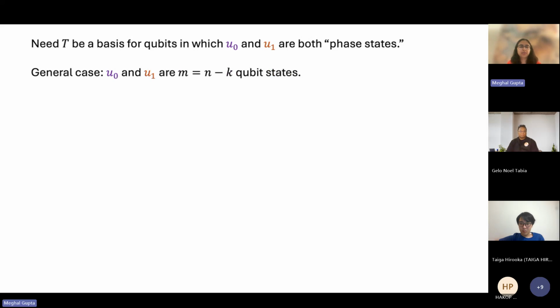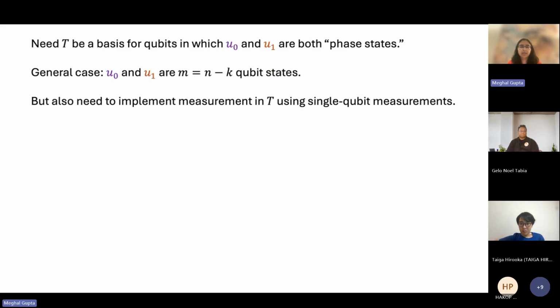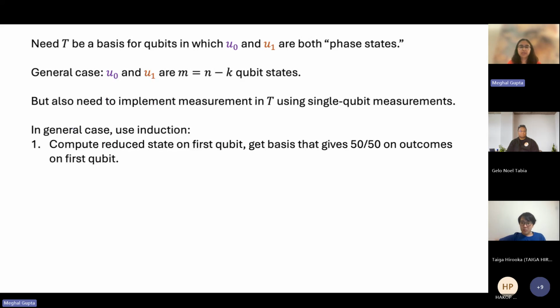In the general case where U0 and U1 are m-qubit states, you can just apply the same algorithm inductively. You compute the reduced state on the first qubit, and then by using the Bloch sphere algorithm on the previous slide, you can find a basis that gives 50-50 outcomes on the first qubit, regardless of whether you have U0 or U1. If, for example, the first qubit of U0 is a purely mixed state, and the first qubit of U1 is a purely mixed state as well, then there are extra degrees of freedom here. There might not be a unique perpendicular bisector, but that doesn't matter. You just need anything that is a perpendicular bisector.